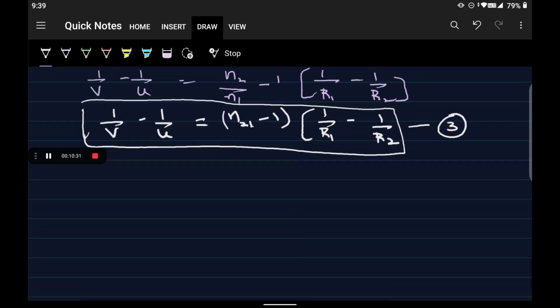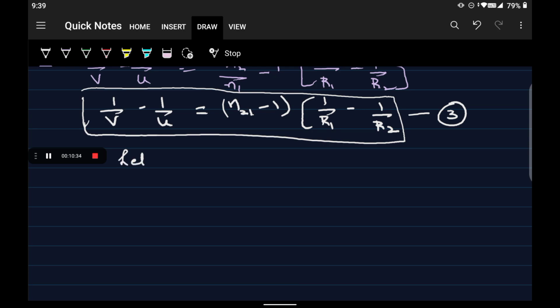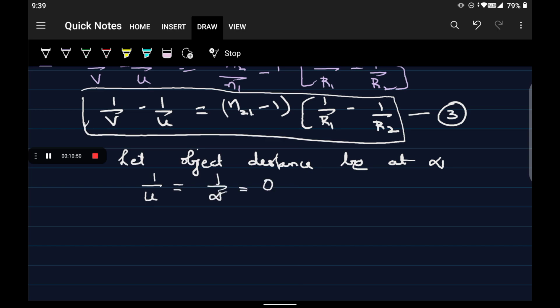Now let me assume that the object distance is at infinity. If the object distance is infinity, then 1 by u is 1 by infinity, which is equivalent to 0. So if the object is at infinity, according to the image formation, your image distance will be at the focal length. According to the third equation, if I substitute, 1 by V is nothing but 1 by F. This 1 by U is 0, right?